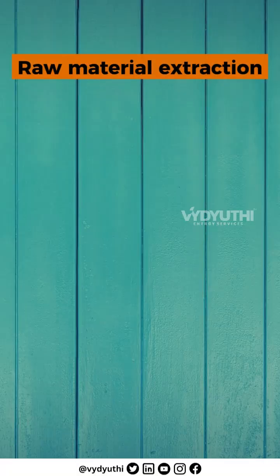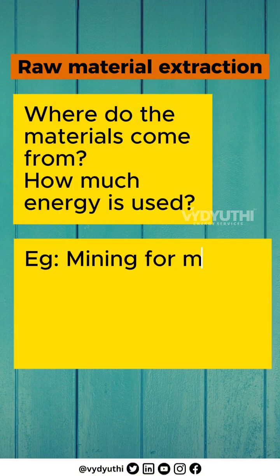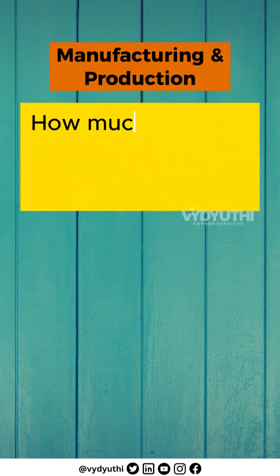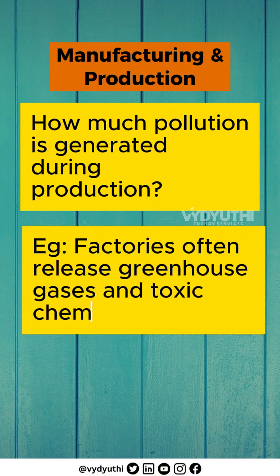Life cycle assessment is divided into 4 key stages. Raw material extraction. Where do the materials come from and how much energy is used for it? For example, mining for metals like lithium can deplete natural resources and harm ecosystems. Second, manufacturing and production. How much pollution is generated during the production? For example, factories often release greenhouse gases and toxic chemicals.